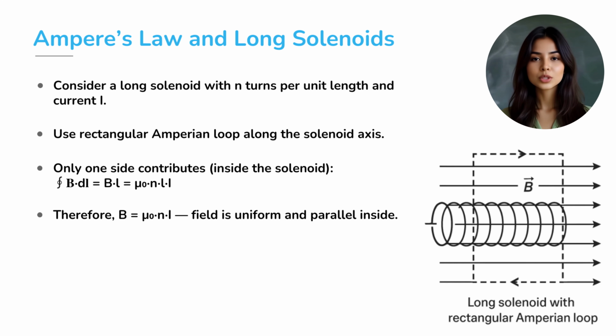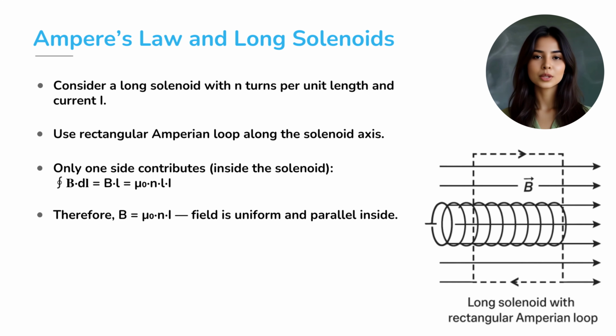Now let's switch our focus to a solenoid. Imagine a tightly wound coil of wire, almost like a spring. Inside a long solenoid, something remarkable happens. The magnetic field inside is uniform, straight, and perfectly parallel. These are the ideal conditions where Ampere's law shines. Picture a rectangular Amperian loop with one side running through the interior of the solenoid and the rest outside. Outside, the magnetic field is practically negligible, so all our attention goes to the inside segment.